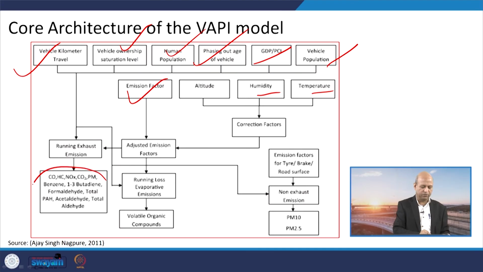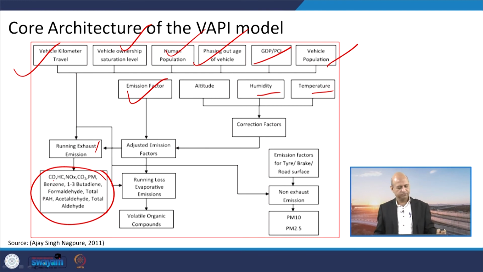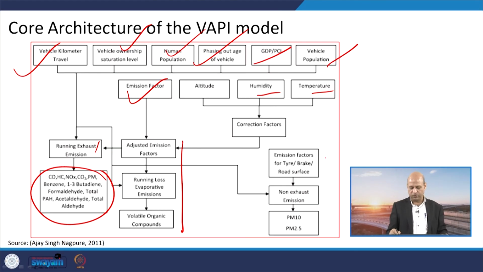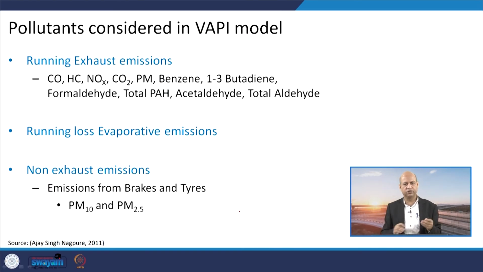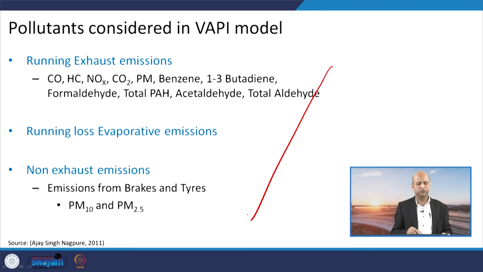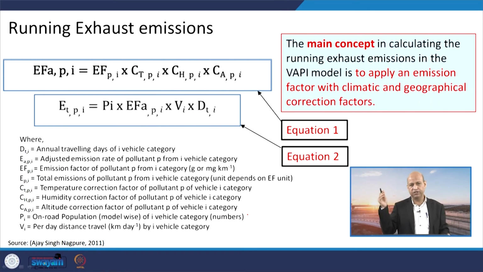So, for running exhaust emissions, we have taken emission estimates for CO, hydrocarbons, NOx, CO2, particulate matter, total PAH, all those, and then these adjusting factors were used. And for non-exhaust emissions, we just took PM10 and PM2.5, because for heavy metals etc., there were some issues, but later on they were also added. All the pollutants in this list were used for the VAPI model, and that model is in the public domain, available for you to use.